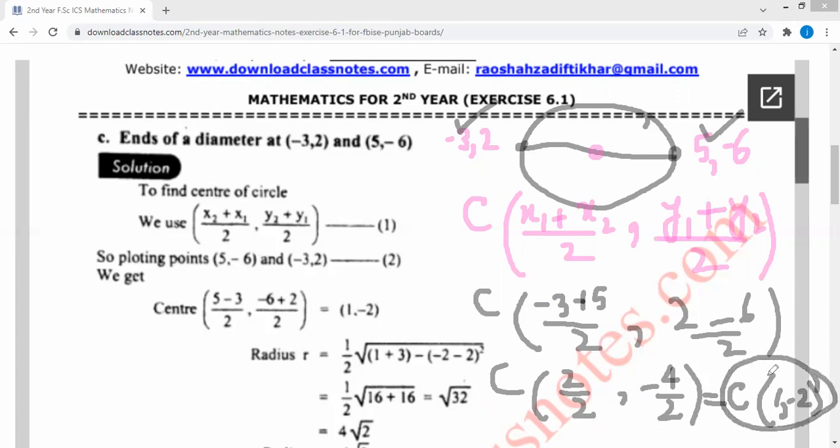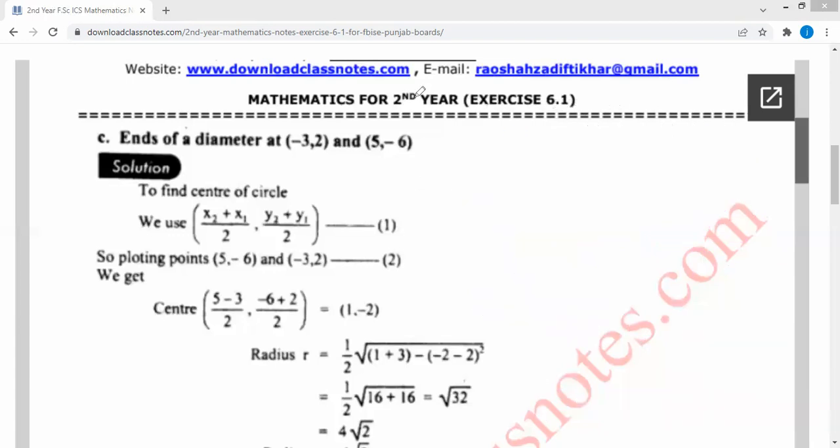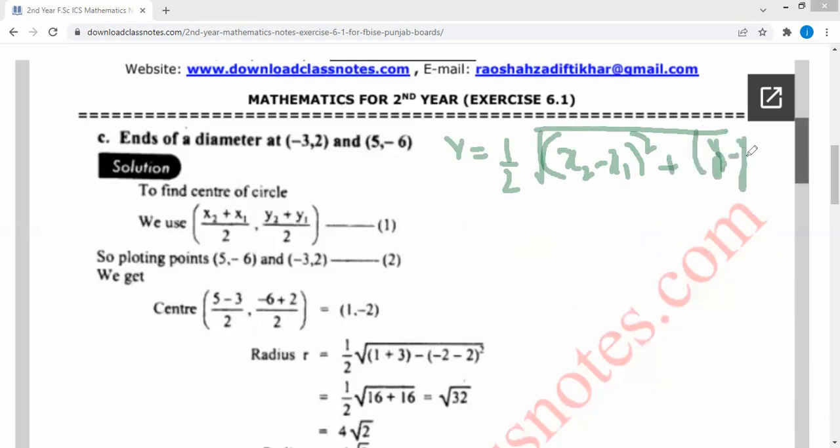Okay, so this is my center value. Now what do I have to find from this? I have to find the radius. Okay, so what is the radius? Radius is the half. Now here there are two points, across two points what do I have to apply? First I have to apply the distance formula. And I have to take half of the distance formula because I have to find the radius. So it will be radius equals 1 upon 2 into the square root of (x2 minus x1) square plus (y2 minus y1) square. There's a minus here.